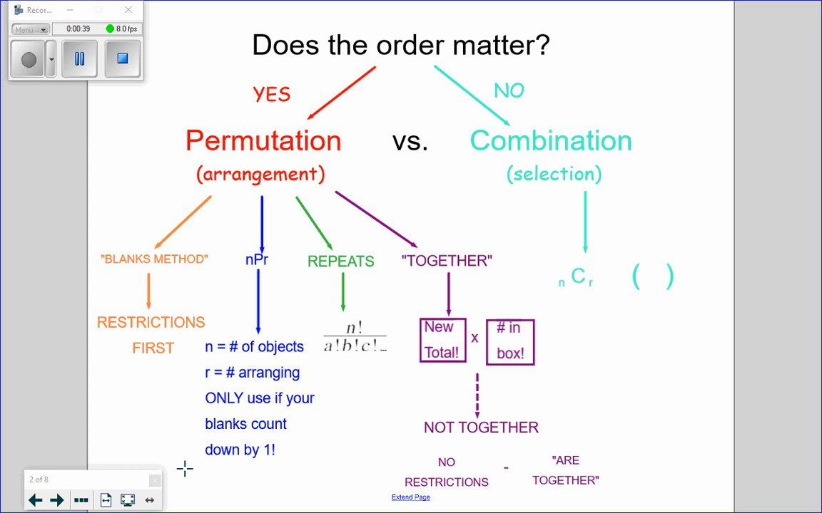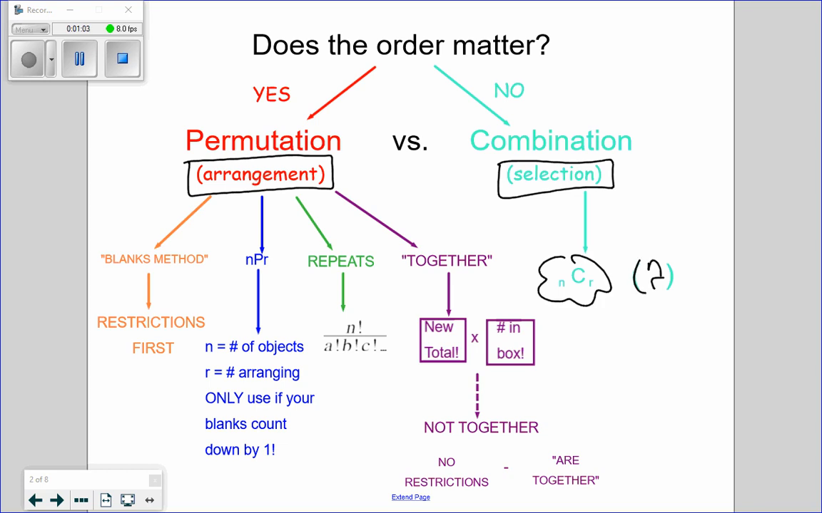So with every single question that you see, you're going to ask yourself, does the order matter? How you can tell if the order matters is if you're doing an arrangement versus a selection. Okay, arrangement versus selection. Let's do the combination way first. If it's a selection, it's just NCR. Remember, it can also be written like that. Okay, N is the total number of objects, whereas the R is the number that you're selecting.